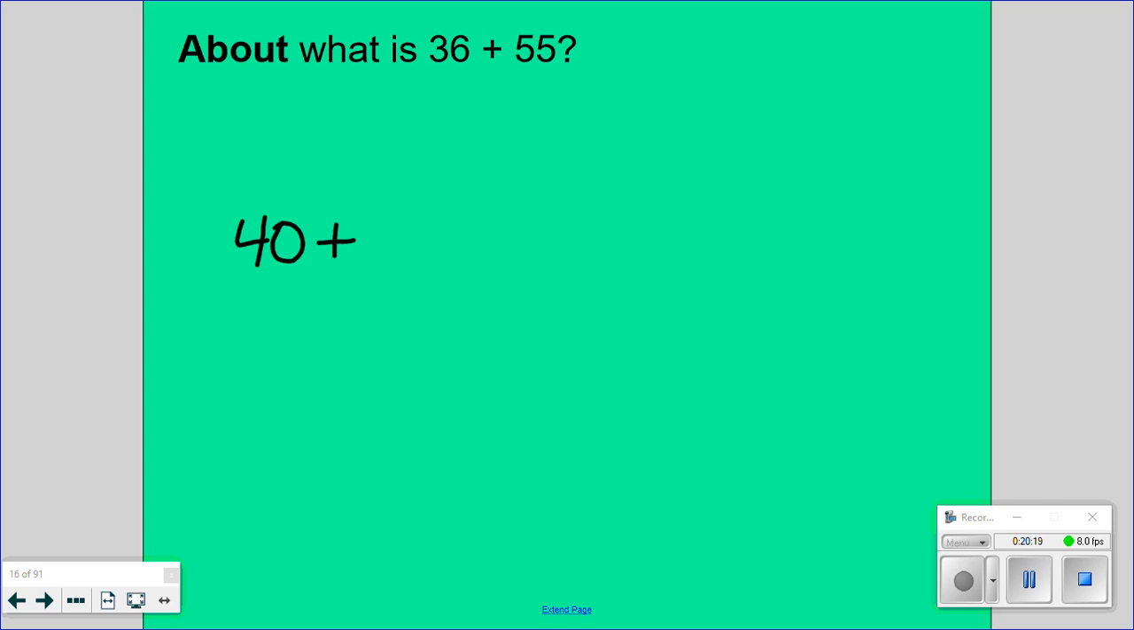Plus, I could leave 55. 55 is a friendly number, but Paxton, if I wanted to change 55 into a different friendly number, maybe 50? Is that an easy equation for you? Yeah. What is that estimate? 90. Anyone do it a different way?